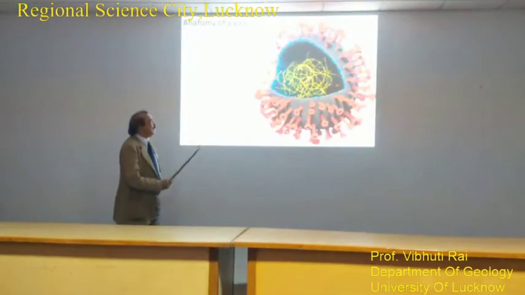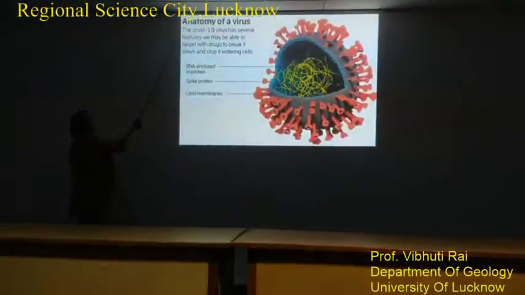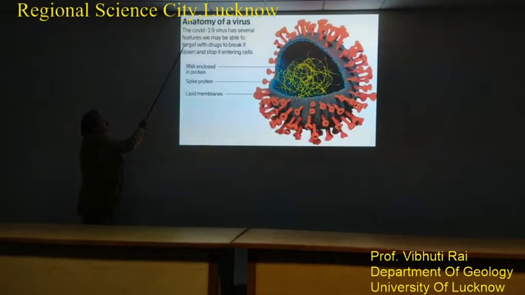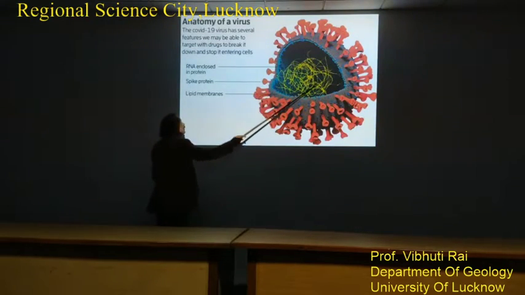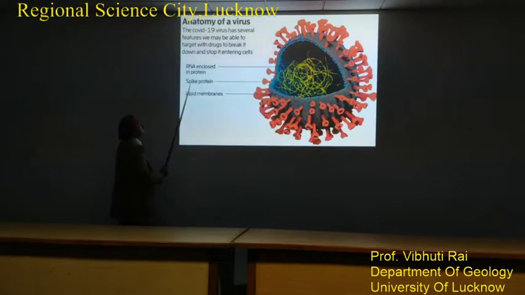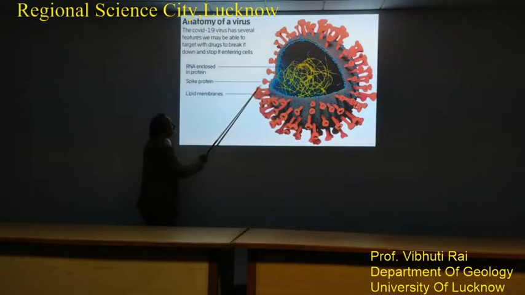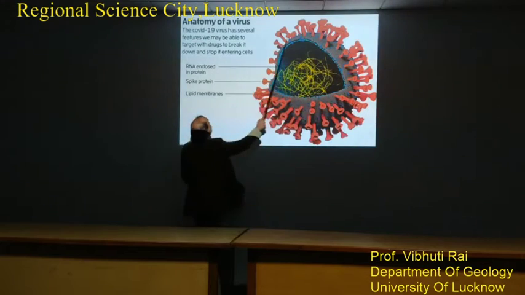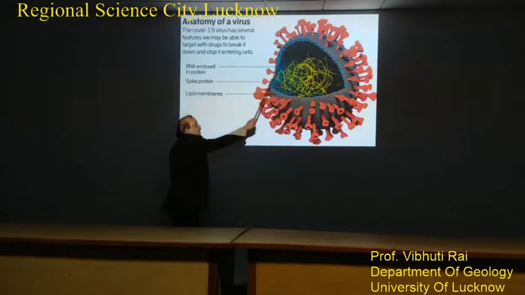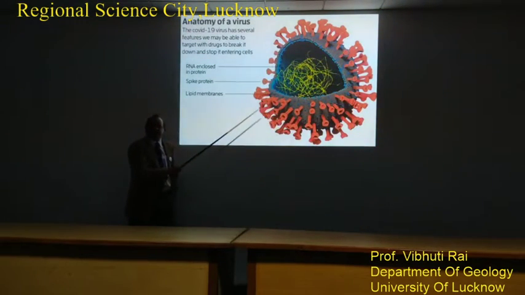Next, please. However, in the anatomy of a virus, we can see COVID-19 has several features we may be able to target with drugs to break it down or stop it entering cells. This is the RNA enclosed in protein in the innermost part. Then there's a spike protein, these red protrusions as you can see. Then there's a lipid membrane which is covering the RNA. So this is the basic anatomy of a virus.